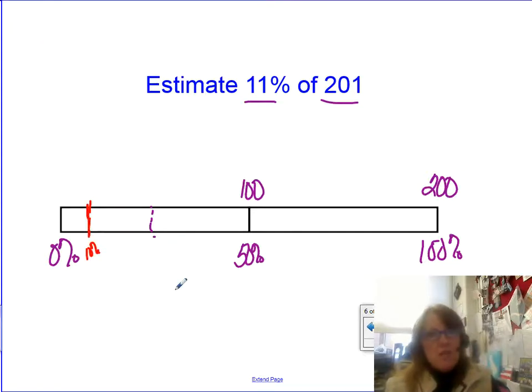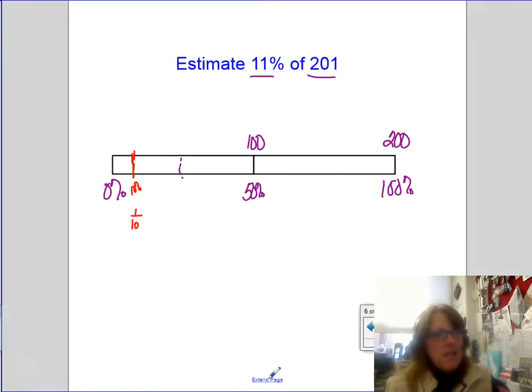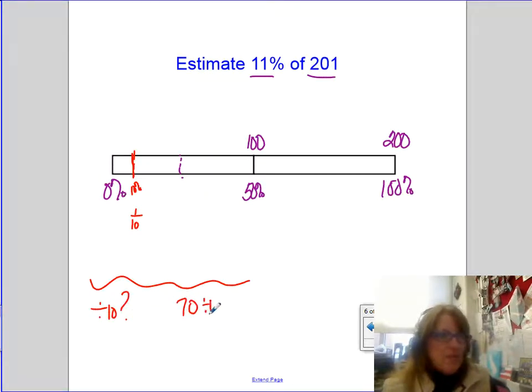Here's the beauty of 10%. 10% is a tenth of something, and a tenth of something means you just divide it by 10. And dividing by 10 is fabulous, because when you divide by 10, let's take a little detour. Remember how to divide by 10? If I take 70 and divide it by 10, I get exactly 7. If I had 240 and I divided that by 10, I get 24.